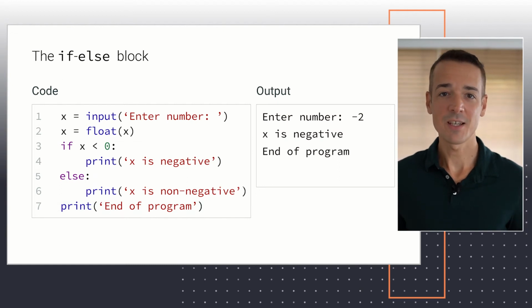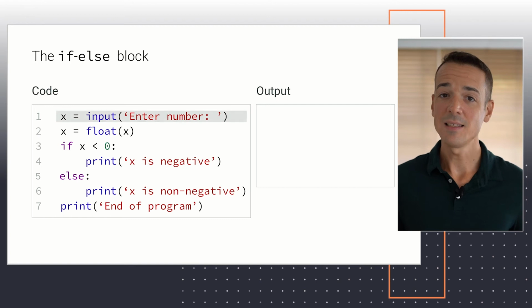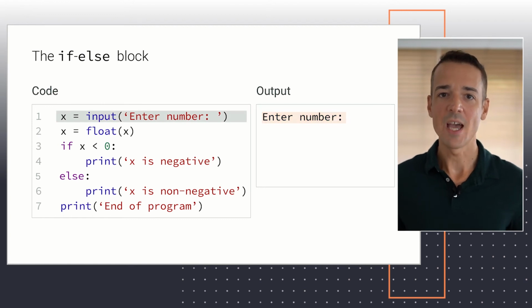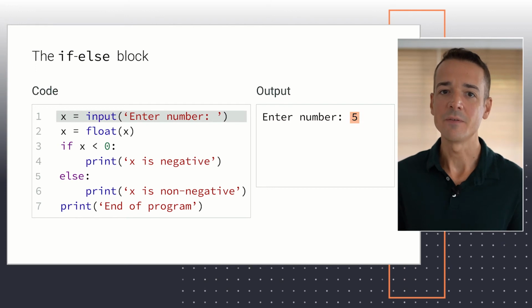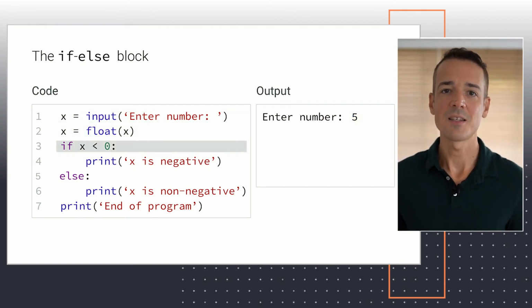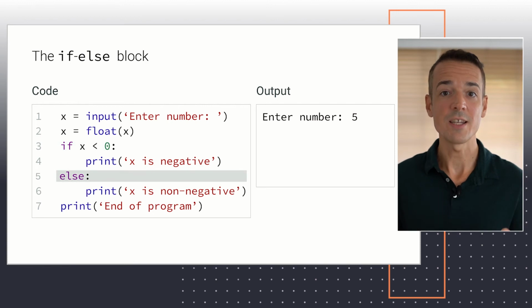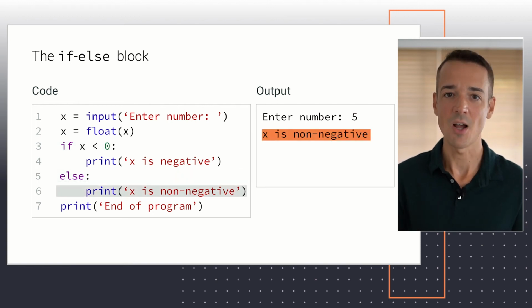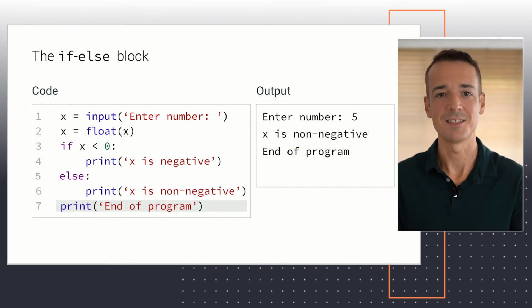An alternative execution of this program would involve the following course of actions. Again, line 1 prints enter number and waits for the user. Let's assume now the user enters 5. Line 2 converts it, and line 3 checks if it's less than 0, which in this case it's not. Since the condition is now false, the program jumps straight into the first statement in the else block at line 5. Then it runs line 7 and ends.